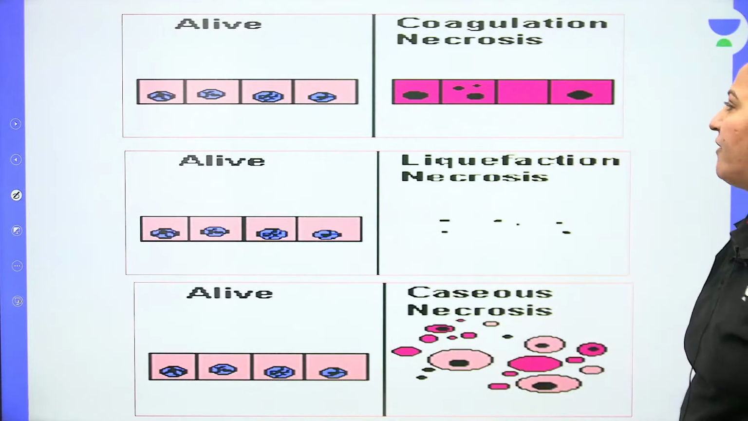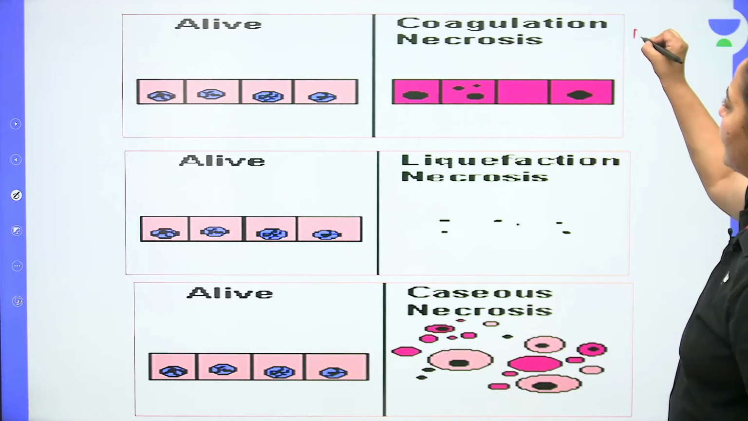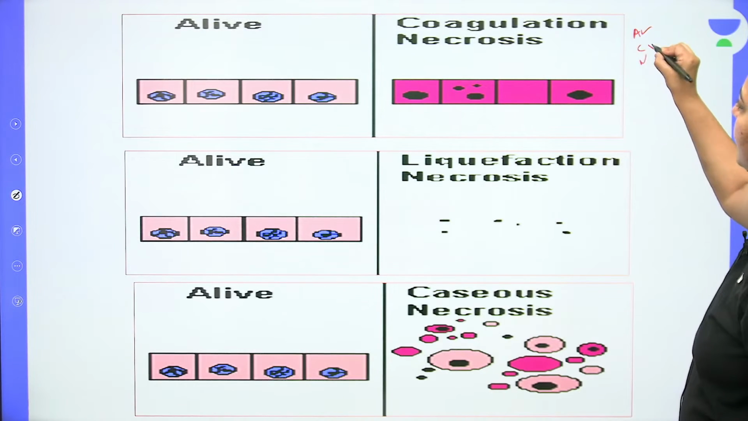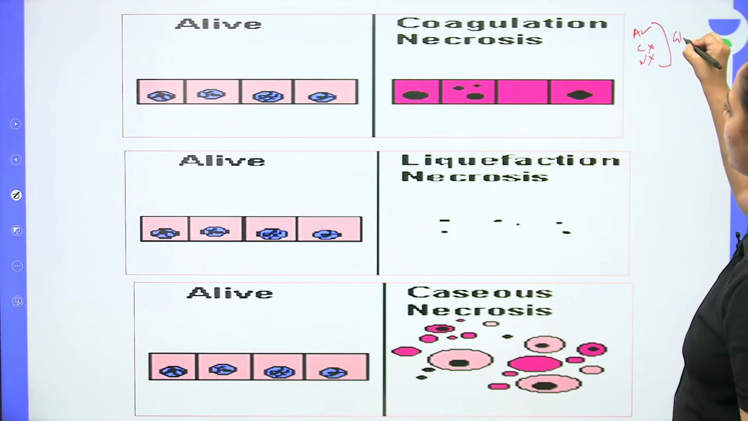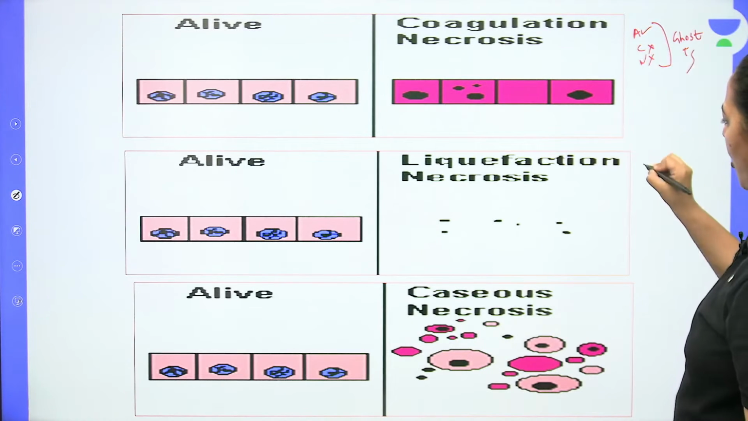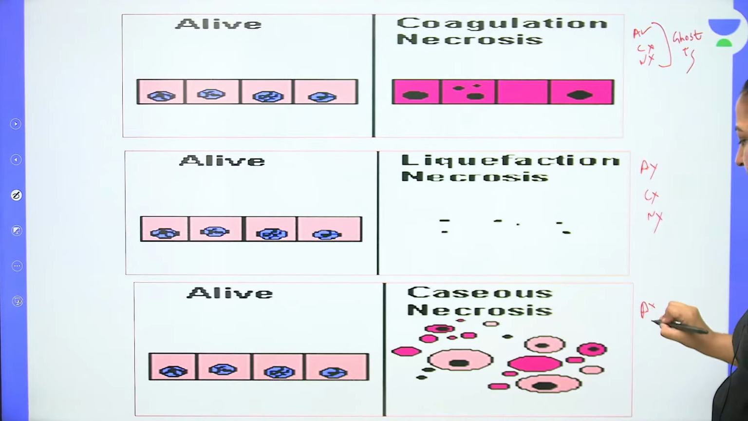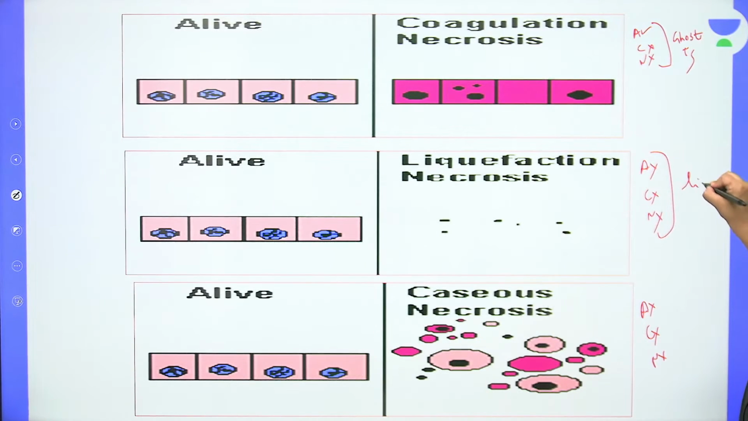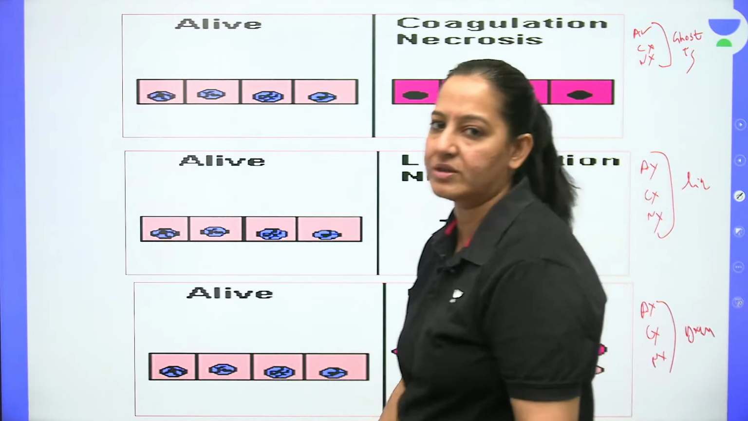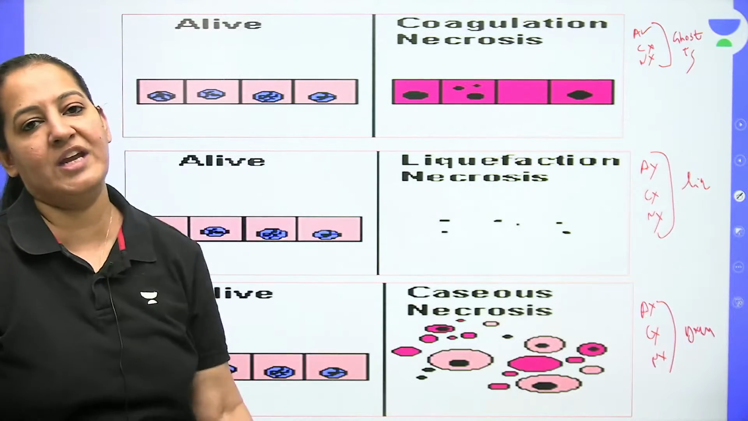You can see the three types of necrosis in front of you. Here, architecture is maintained, but cytoplasm and nucleus are lost. That's why the cell looks like a ghost or tombstone. Here, all three details are lost: cytoplasm, architecture, nucleus. Here also all three details are lost. But here liquid debris is formed and here granular debris is formed. I cannot simplify more than this. Please appreciate the three definitions.